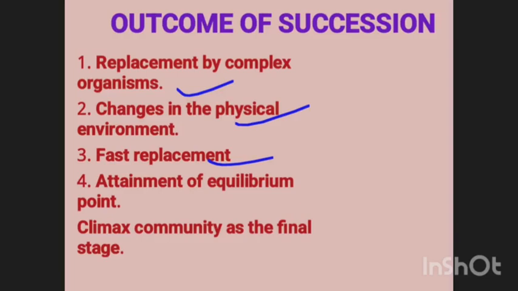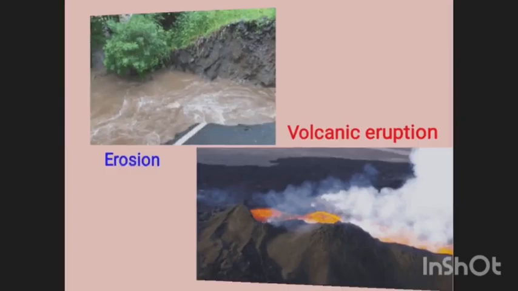Number four, attainment of equilibrium point. Number five, we have climax community as the final stage. So one of the outcomes is that at the end of it, we are going to have what we call the climax community as the final stage, which is the peak of all ecological succession. Let's look at the next one we have here.